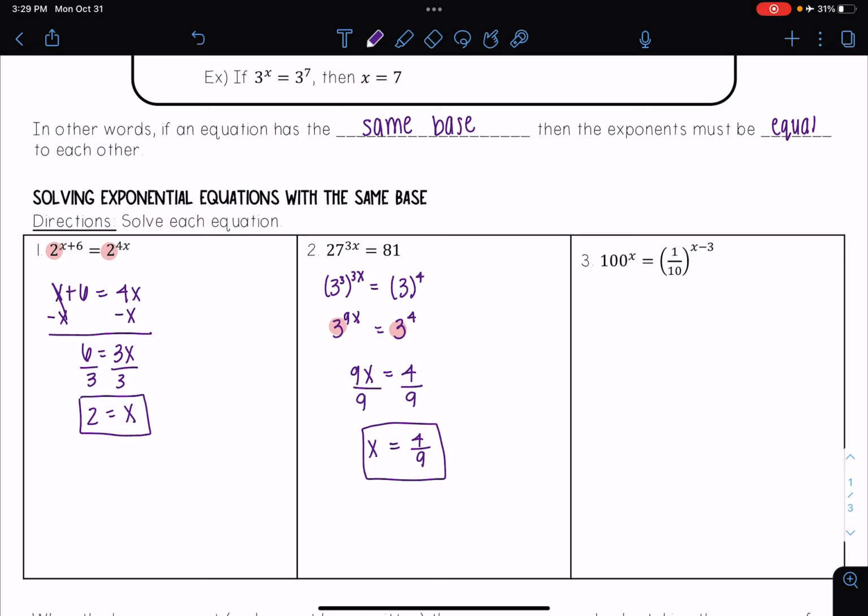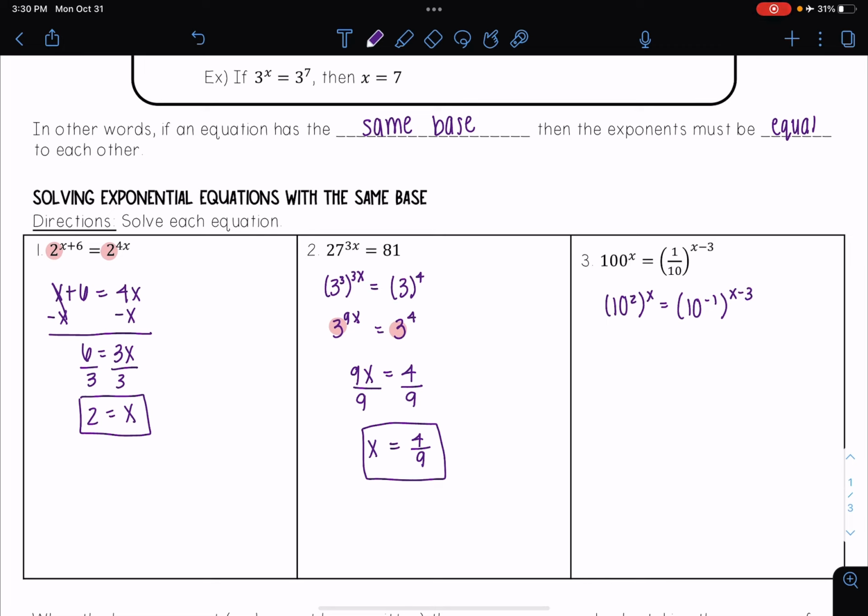Okay, let's look at one more. So here I have 100 to the x power is equal to 1/10 to the x minus 3. So at first I don't have the same base. However, I know that I can manipulate both of those to have the same base of 10. And to do that, I see that 100, I can rewrite that to be 10 squared raised to the x. And 1/10 is the same thing as 10 to the negative first power raised to the x minus 3.